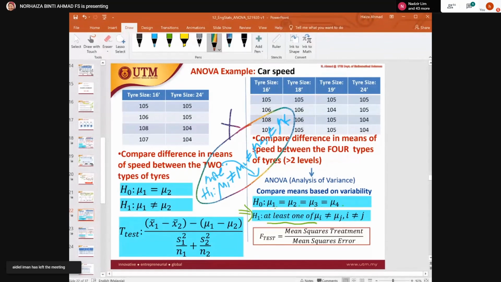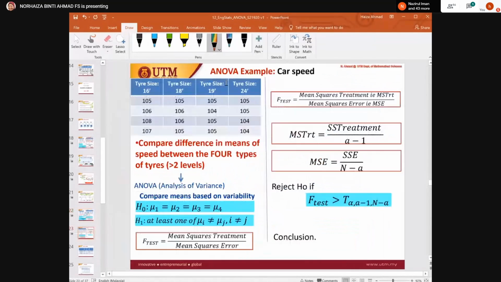Right? And your F test is given by the mean square of treatment divided by the mean square of error. So what is the mean square of treatment? The mean square of treatment is equal to the sum of squares of treatment divided by the number of treatments minus 1. So this is the number of levels, the number of treatment levels.